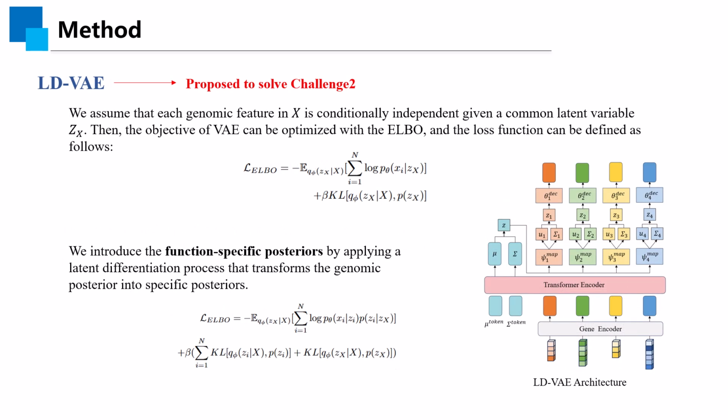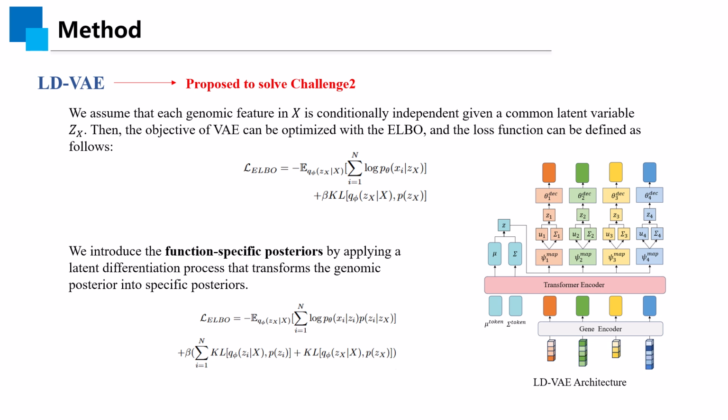In general, genomic features extracted from different functional groups usually have diverse statistical properties, making it challenging to generate all genomic features in a unified generative model. Therefore, we propose the Latent Differentiation Variational AutoEncoder, LDVAE, for the reconstruction of genomic features within functional categories. Specifically, we assume that each genomic feature is conditionally independent given a latent variable. Then, the objective of VAE can be optimized with the ELBO.